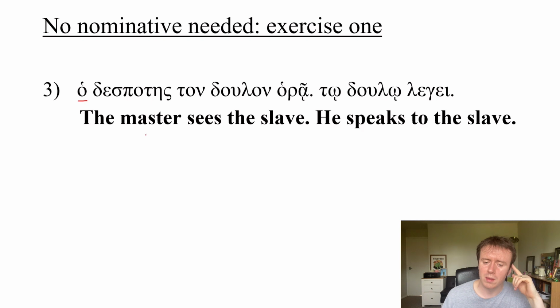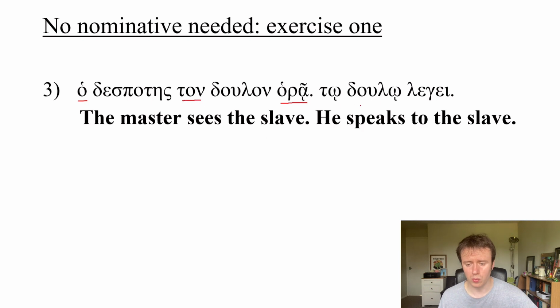And then we had this third person singular verb, horai. But here we know who's doing that third person singular verb. We know who the he in the he, she, it is. We know that it's the master. So the master sees the slave. And we knew that the slave was both singular and the object from the masculine accusative singular definite article.